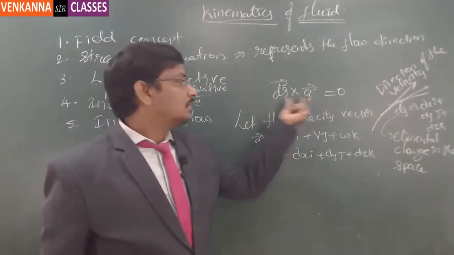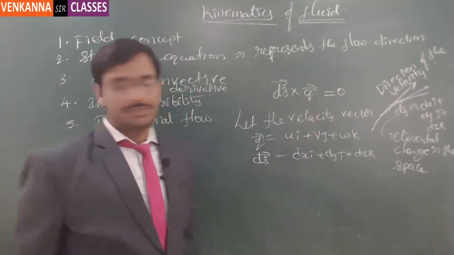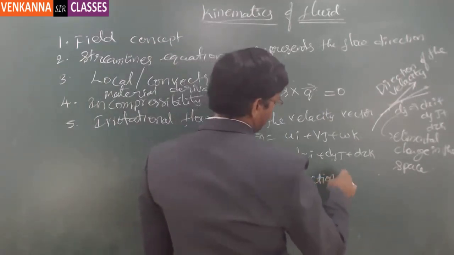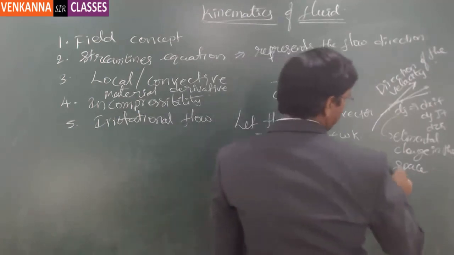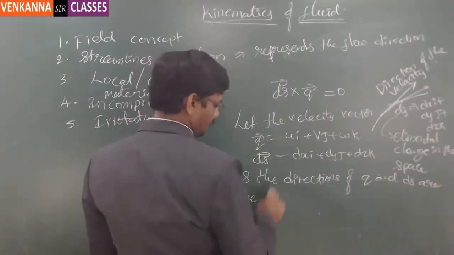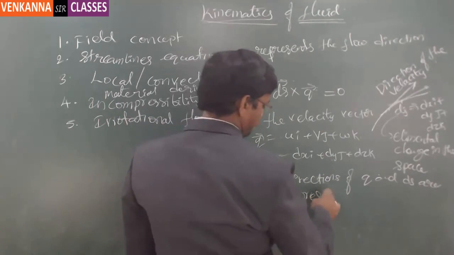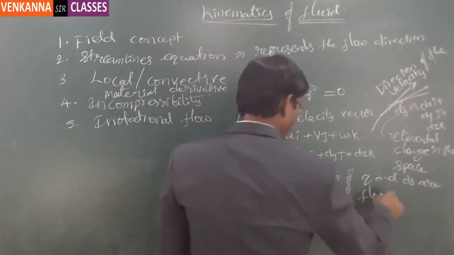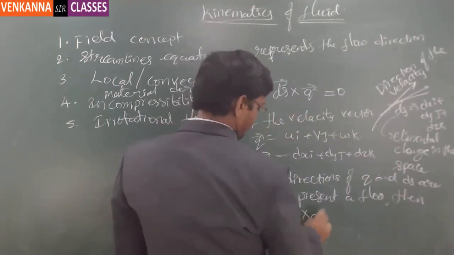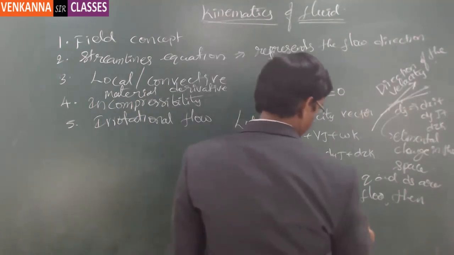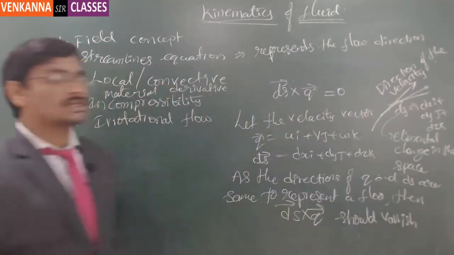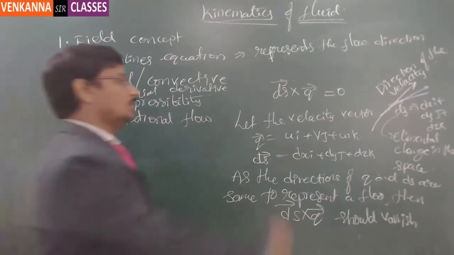So these directions are the same. That means the cross product will vanish. As the directions of q and ds are the same, to represent a flow, ds cross q should vanish. I hope you understood the meaning of this. ds cross q is equal to 0. Do you have any questions on this?